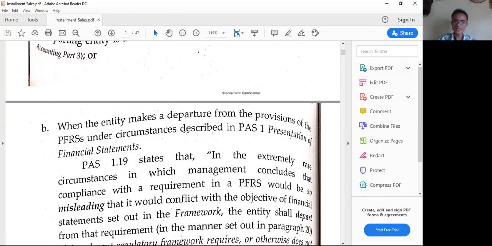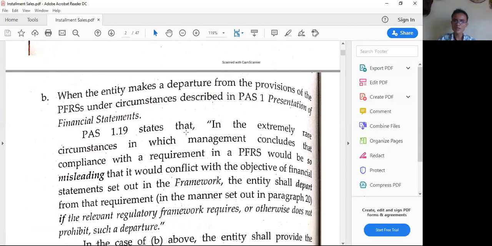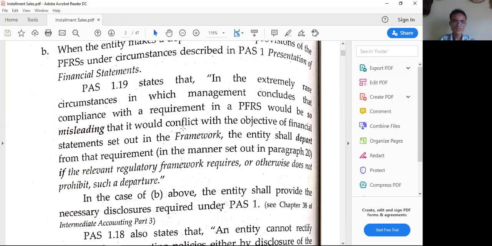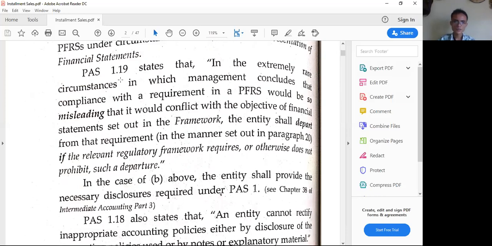Anyhow, what is clear is that if ever the problem does not state the situation, then we are going to make use of installment sales method. All right. PAS 1, which is presentation of financial statements, paragraph 19, that is why it is 1.19.